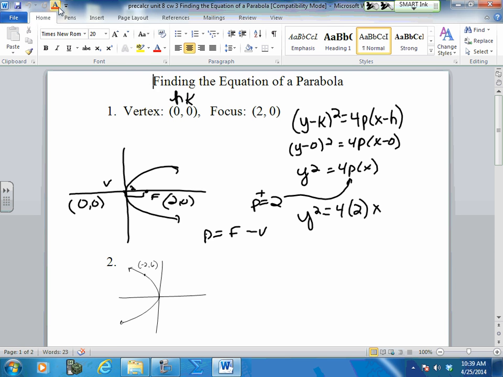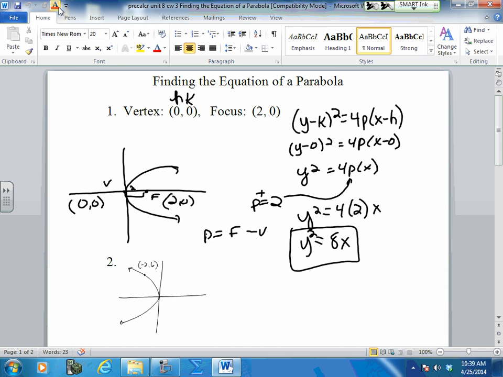And then you just work the rest out. This is the equation of your parabola that has a vertex of (0, 0) and a focus of (2, 0). Yes? Sorry, Daniel.